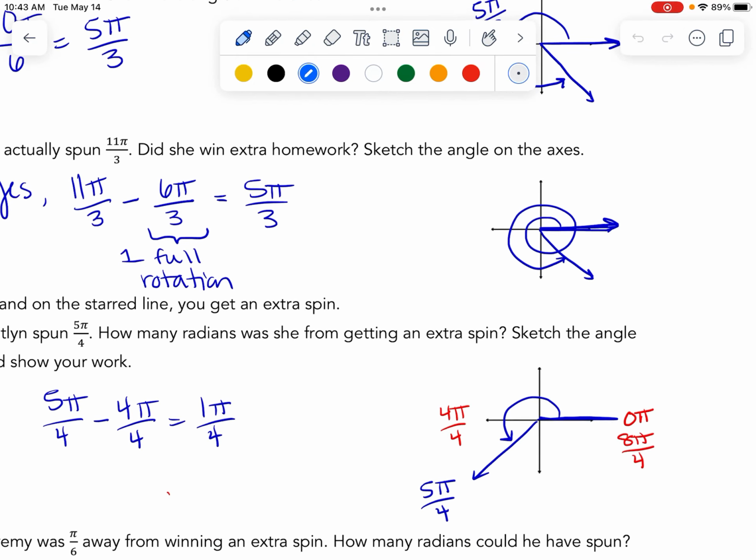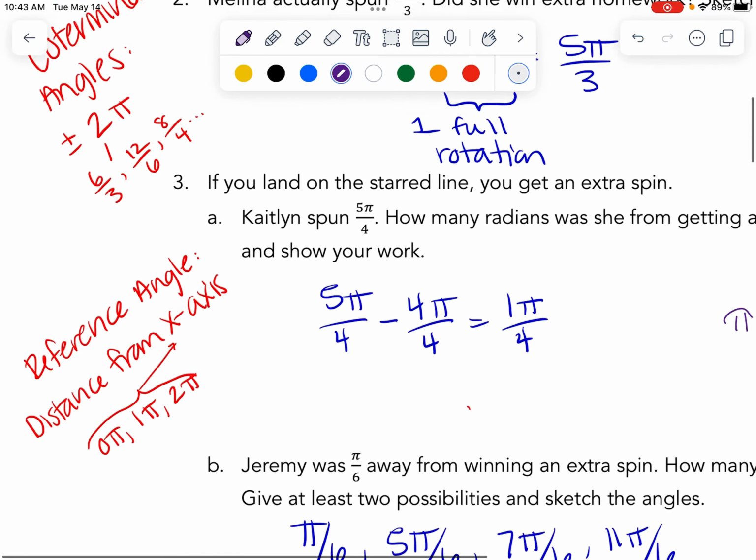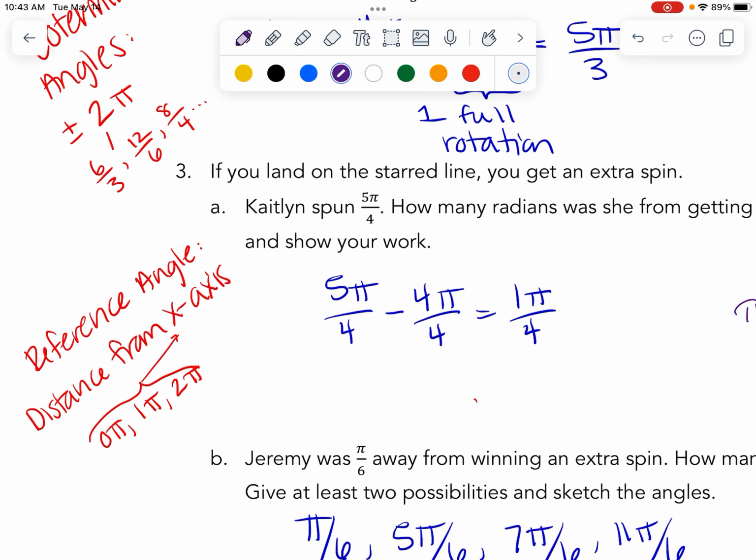With the next one, what we notice is that if we went around 5 pi over 4, we know that we're just a little bit farther off from the x-axis. Here again, you think about this x-axis as pi, but a better way of thinking about it is rewriting it as 4 pi over 4. So then when you think about how far away you are, you're only pi over 4. Again, your reference angle is the distance from the x-axis, so you're either going to be at 0 pi, 1 pi, or 2 pi.